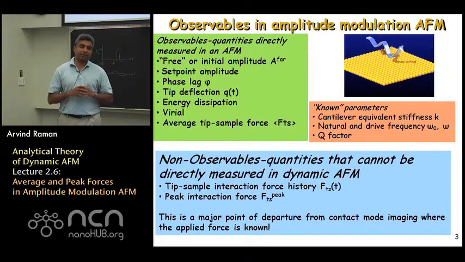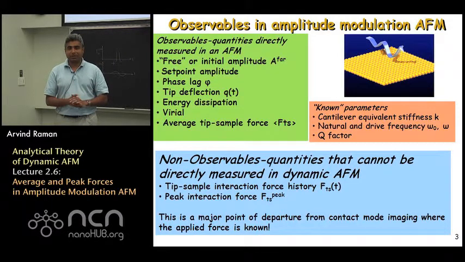So what this slide shows is a map of the observables and the non-observables in dynamic atomic force microscopy. Observables are those quantities that we directly measure in the microscope. This would, for example, correspond to the amplitude far from the sample, set point amplitude, the drive frequency, the amplitude and phase as you're scanning the sample, or if you're doing frequency modulation, frequency shift and excitation signal. And these are all quantities which you can observe. And as we will talk about briefly today, most commercial AFM systems will also allow you to map the average force that you apply on the sample.